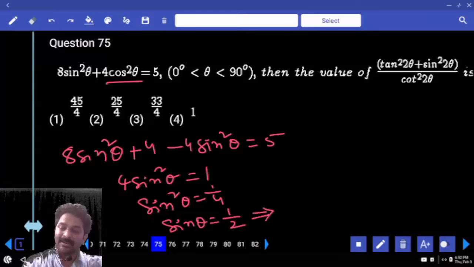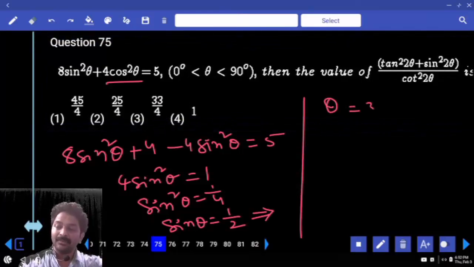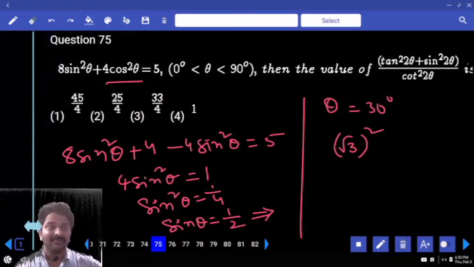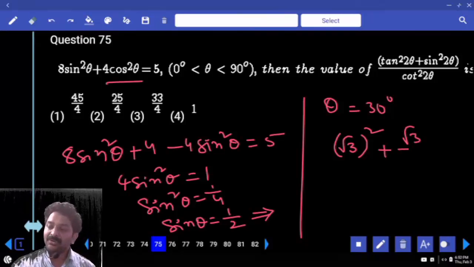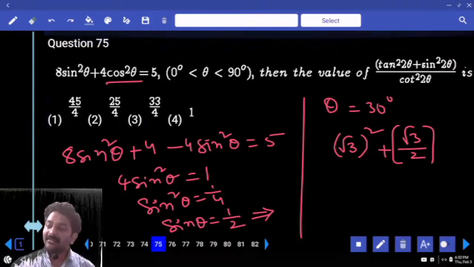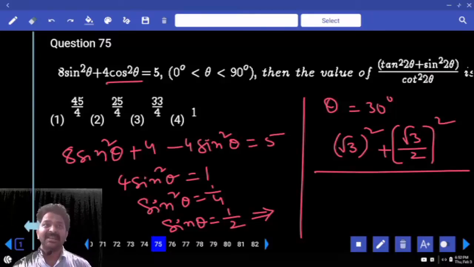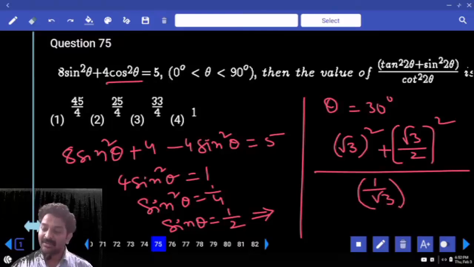From this, what can be implied? Theta value is 30 degrees. Now, we were asked to calculate tan square 2 theta. 2 theta means 60, right? What is tan 60? Root 3, square. Sine square 2 theta. What is sine 2 theta? Sine 60, root 3 by 2, square, by cot square 2 theta. 2 theta is 60. Cot 60 is 1 by root 3, whole square.